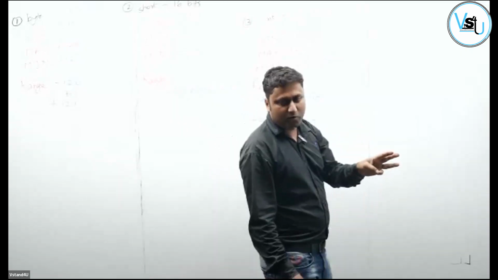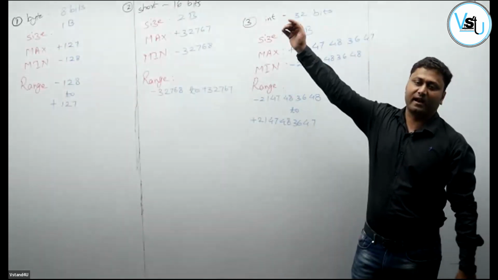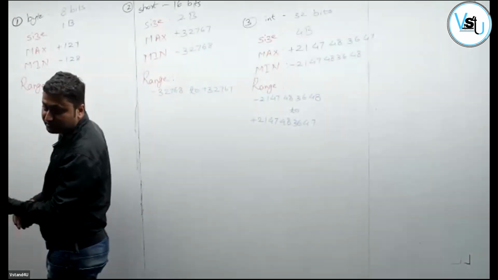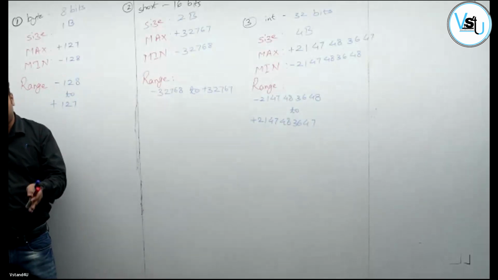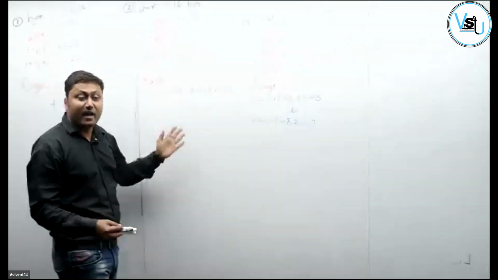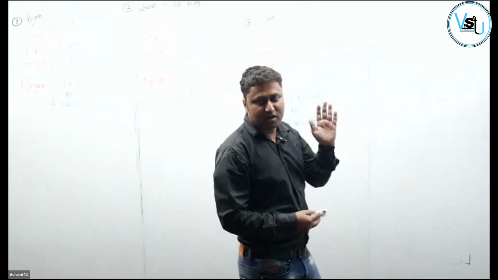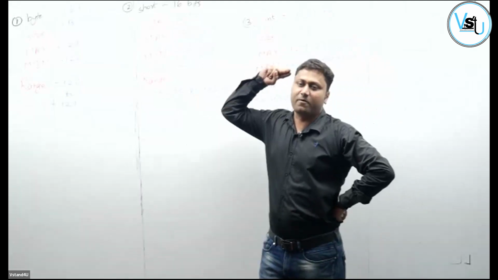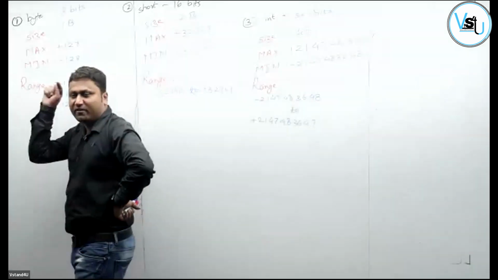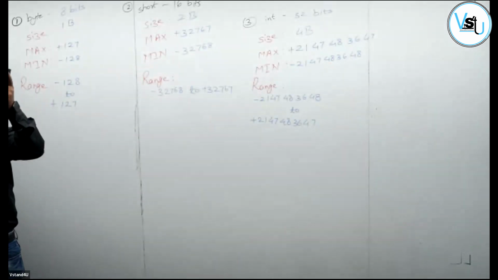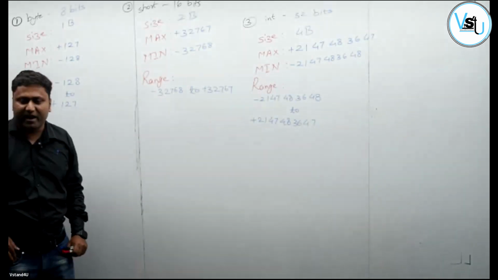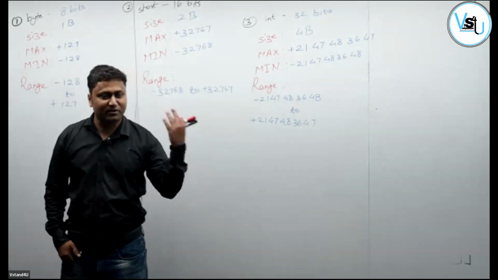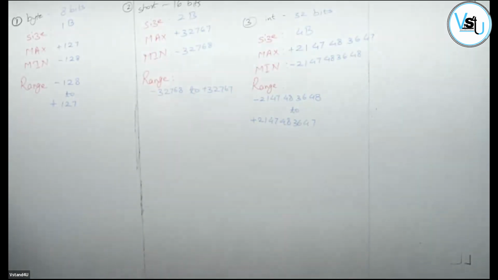Size is 4 bytes. Maximum number an integer allows is 2147483647, minimum is minus 2147483648. The range of integers starts from minus 2147483648 to 2147483647. Done? This is what we did that day also.